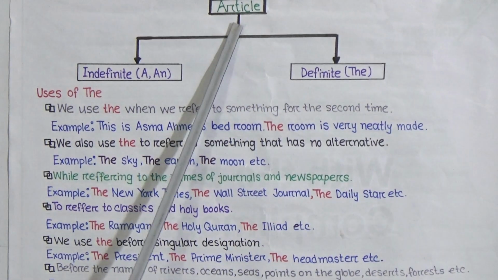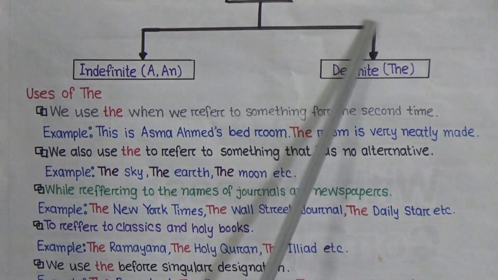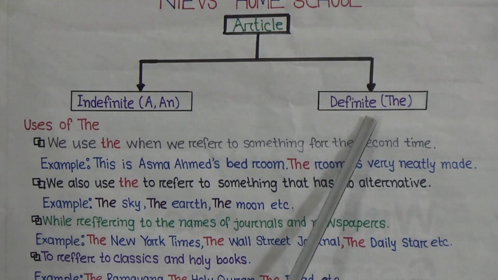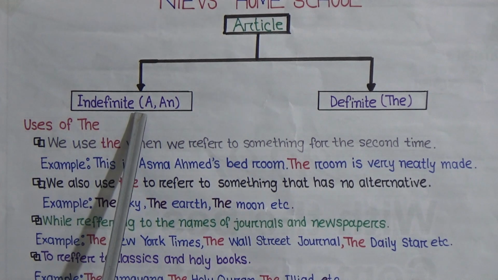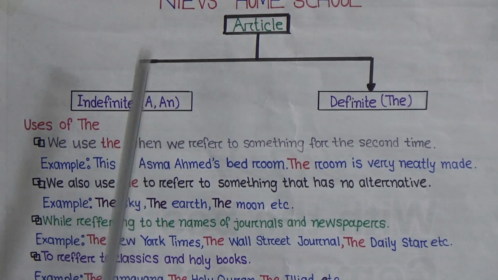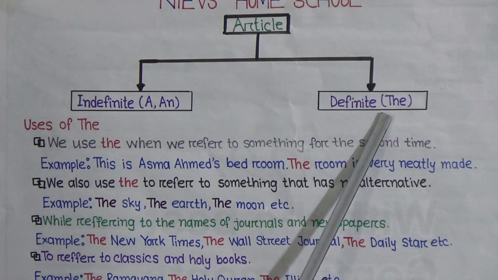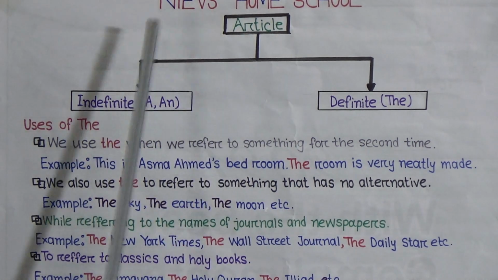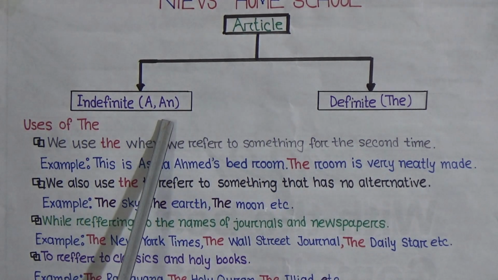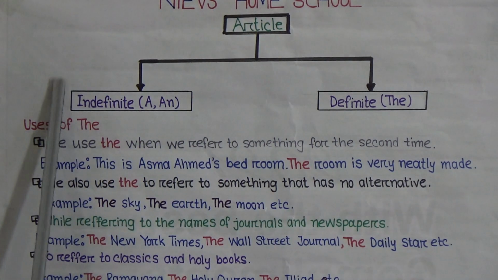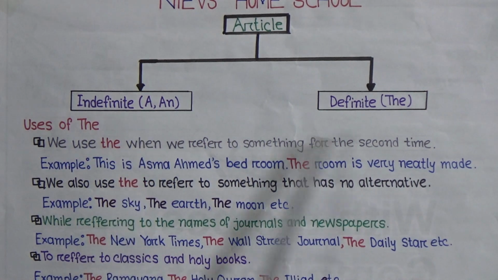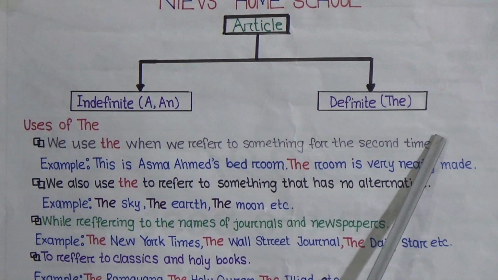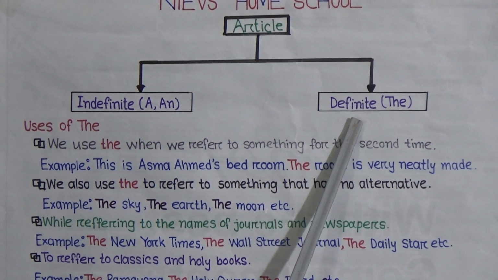Students, you know what is article, and we can divide article into two parts. If we divide article, we will find indefinite article and definite article. Indefinite articles are a or an, and definite article is the. You have learned about indefinite article in your earlier class. That's why I'm not going to talk about indefinite article. As it is our part 2 of article, I'm going to discuss definite article. So do you know what is definite article?